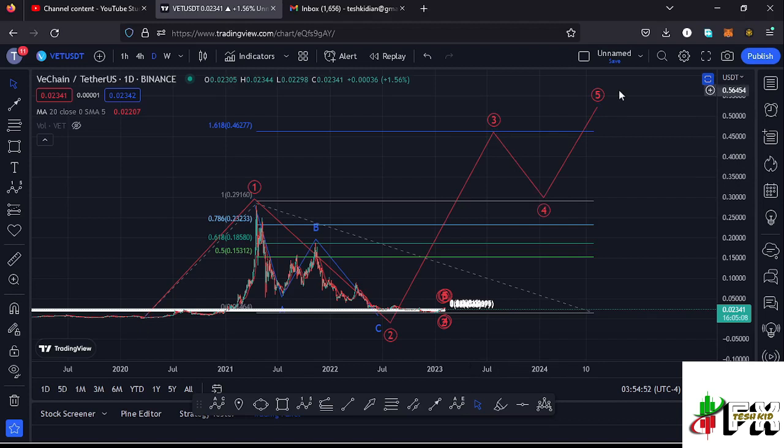So that is what I'm expecting here on the short term and also on the long term scenarios, and I'll be keeping you updated on any move that plays out.